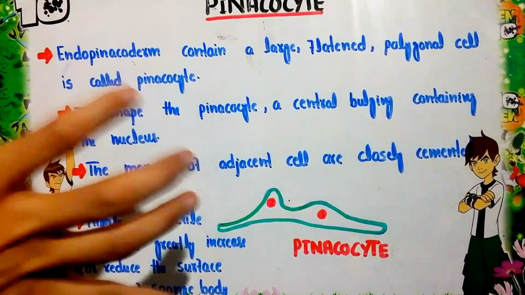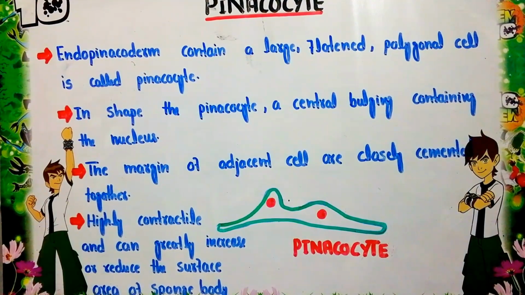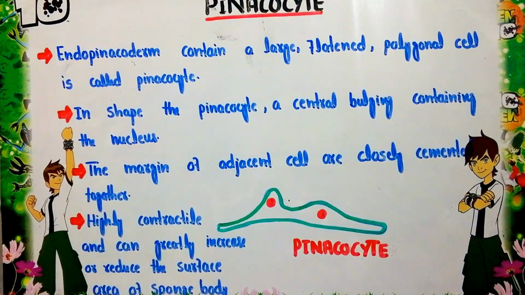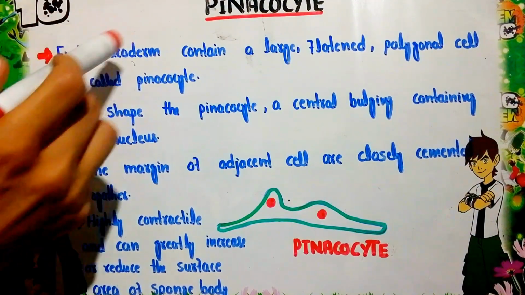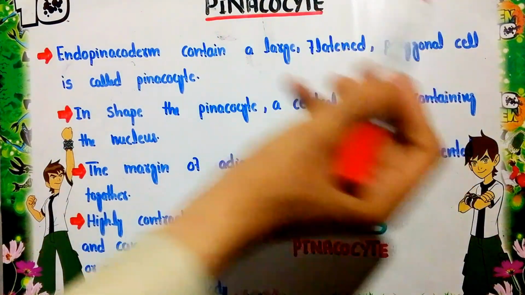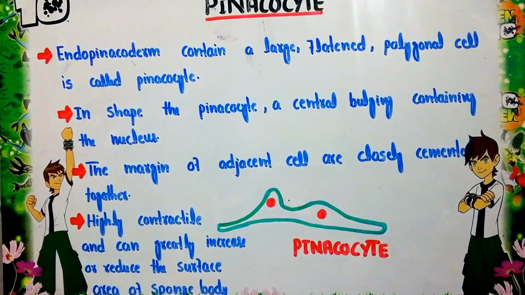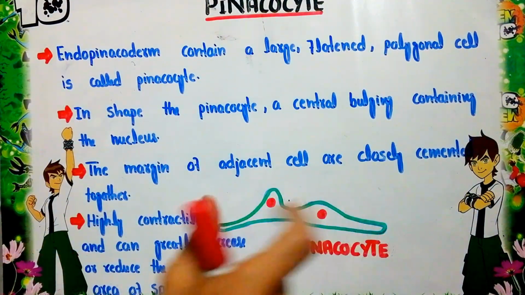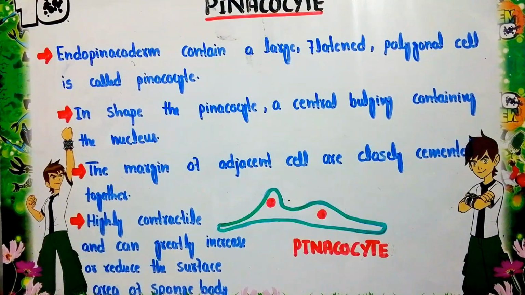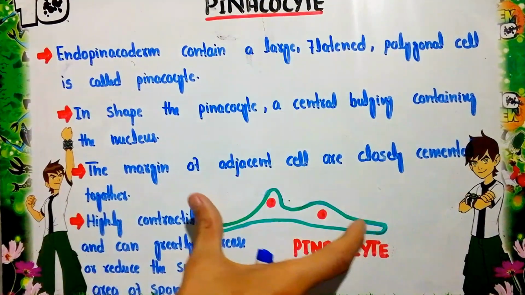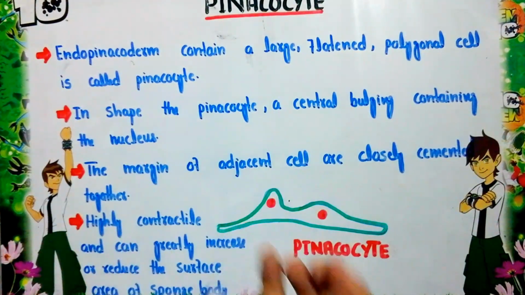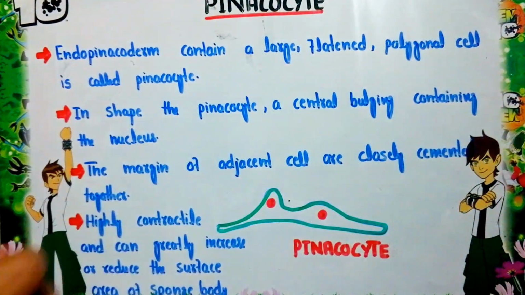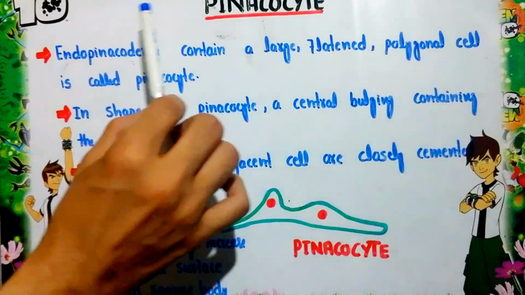Now, a well-known structure is the cell found in the pinacoderm, called the pinacocyte. Now, look at the definition. The endopinacoderm contains large, flattened polygonal cells that are called pinacocytes. As you can see, this is the structure of the pinacocyte. At the center it is large, and it is a flattened structure, while being a polygonal cell means it contains many sides. So you can see here many sides are present in these cells. So these are called polygonal cells. This is the definition of pinacocytes.